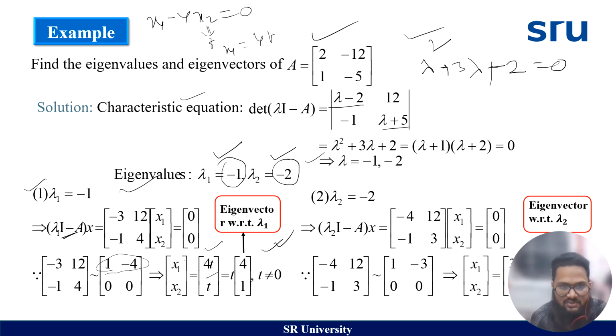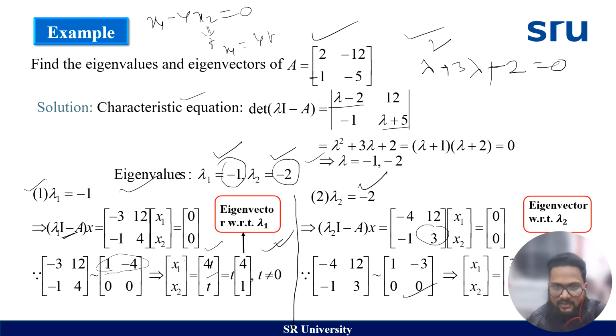Now we follow a similar process for lambda 2, which is minus 2. Here the diagonal entry is minus 1, the same as before. Then minus 2 plus 5 is 3. So again you have to convert to the row echelon form, and after converting to row echelon form, you get this.